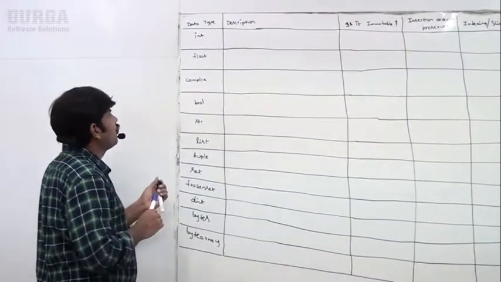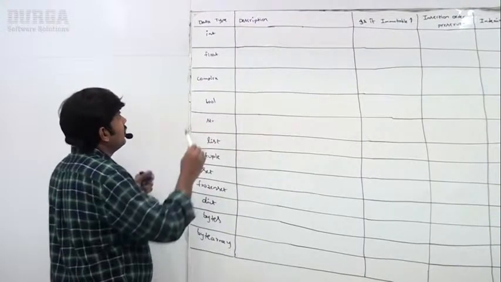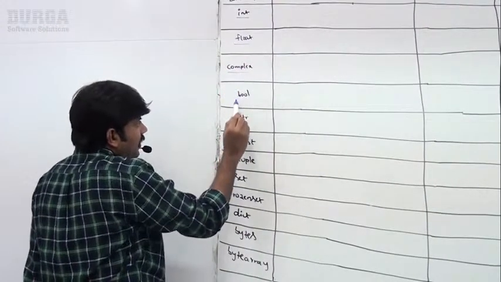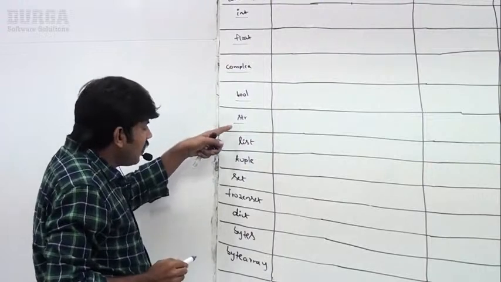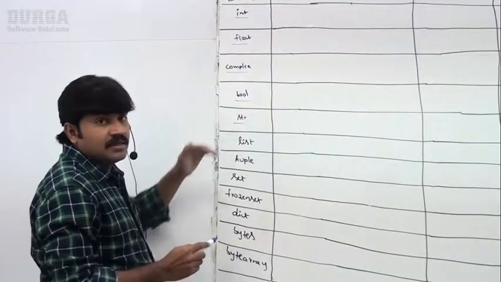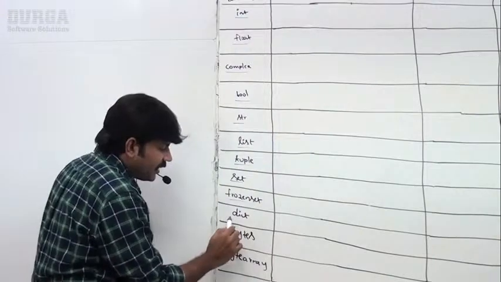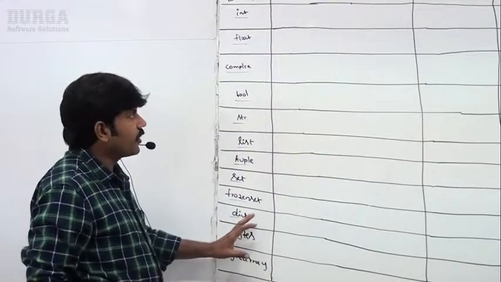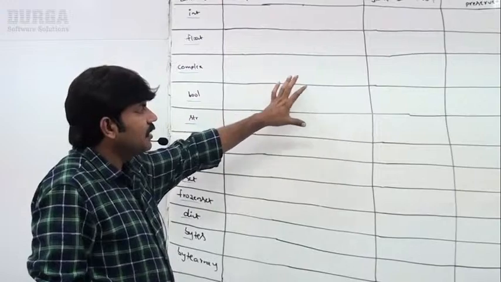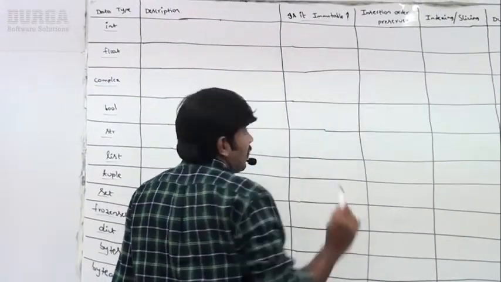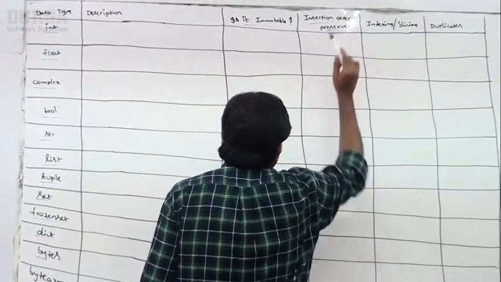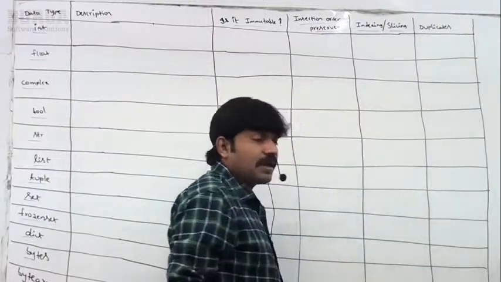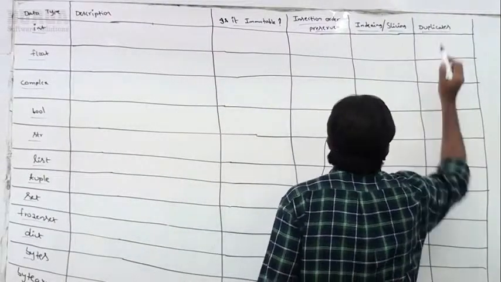What fields did I include? First one, data type. Almost around 13 data types I'm adding. Int, float, complex, bool, str. These are the fundamental data types of Python. Next list, tuple, set, frozen set, dict, bytes, byte array. These are the extra data types we have. Now description. Next, is it immutable or not? Next, insertion order preserved or not. Next, indexing and slicing applicable or not. Next, duplicates allowed or not.